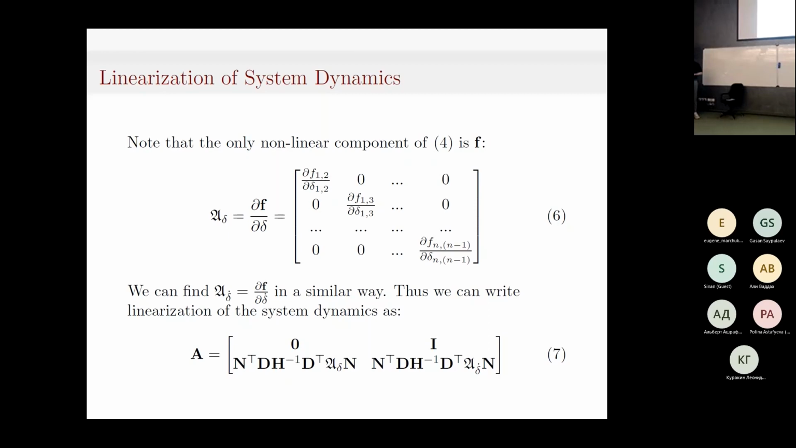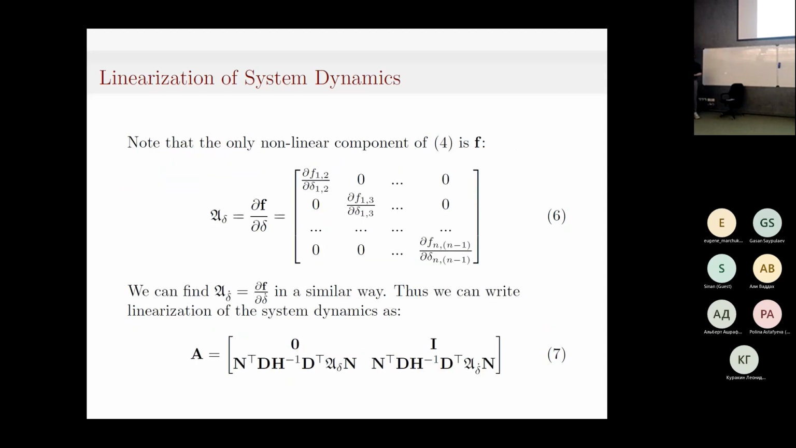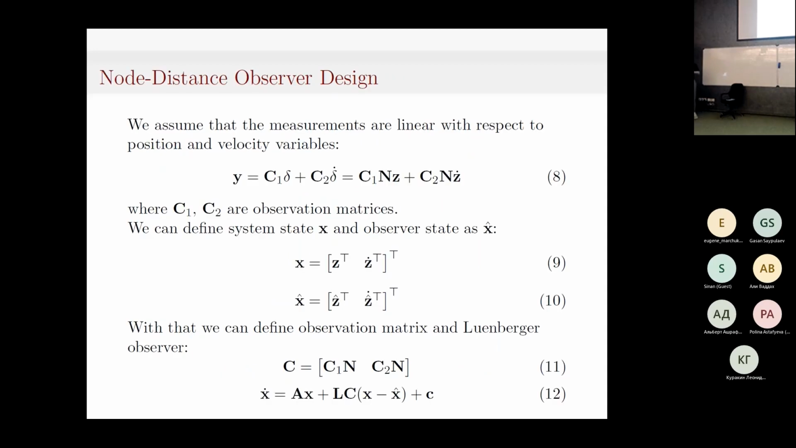We can easily do it because the left part, formula 5, is a constant, and we know the relation between delta and z. Thus, we can find the differentiation over delta. We can produce the system dynamics in a block form, and you can see the results in the 7th formula. Now, when we have produced the system dynamics in minimal representation form, we can move to observer design.